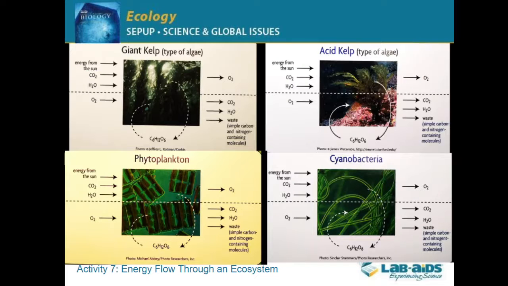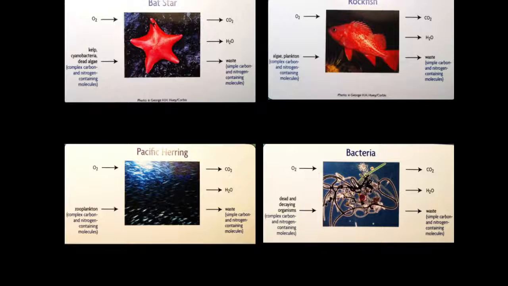So what we did is we took these organism cards. There were 13 of them. So we had 4 producers. We started with giant kelp because we're considering a kelp forest, but we saw some other types of kelp and phytoplankton and cyanobacteria. You can see on all of them that they're able to take in energy from the sun and then convert that into chemical energy, and will produce oxygen and other wastes that can actually be helpful for other organisms within the ecosystem.